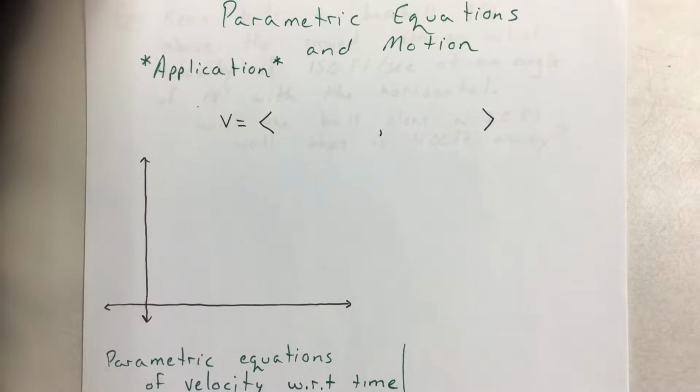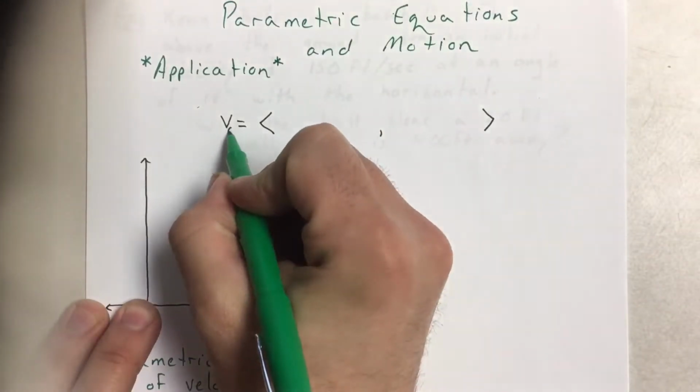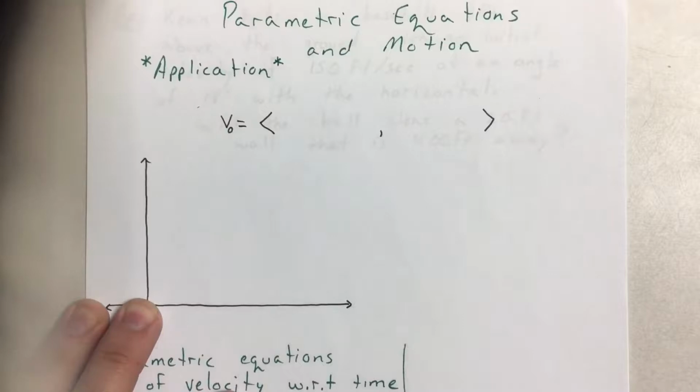Here, we're looking at applying parametric equations with motion. In prior units, we have looked at how we can write the initial velocity of an object that's being shot, launched, or thrown in terms of its horizontal and vertical components. So imagine we have our initial velocity given to us, and we know the angle at which it's being launched.